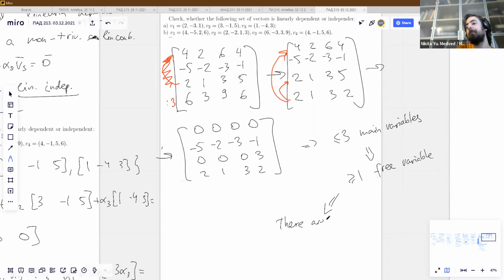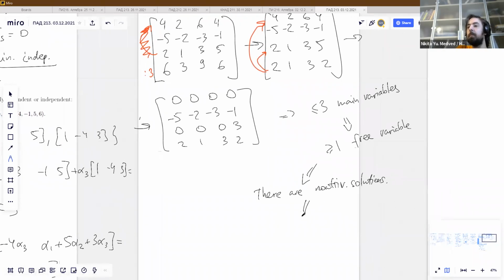There are non-trivial solutions. And if I'm only interested in dependence or independence, then I can say automatically that my original set is linearly dependent. Of course, if someone asks me to find an example of a dependence, an example of particular alphas such that the combination becomes 0, then I have to find a solution. I have to finish computing and find a particular set of numbers. And that's it.